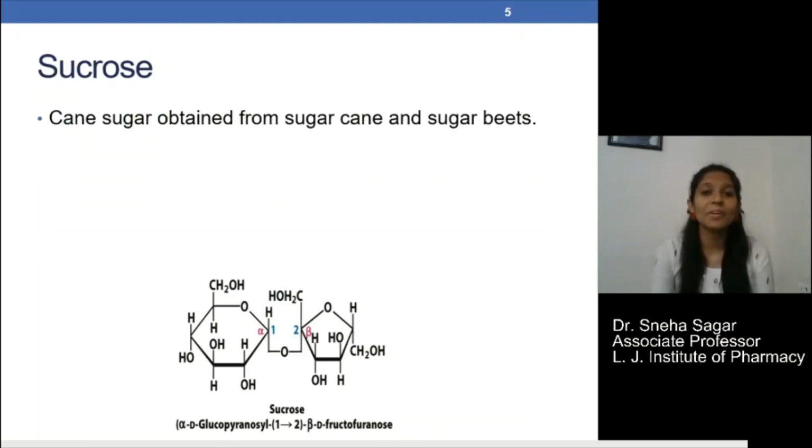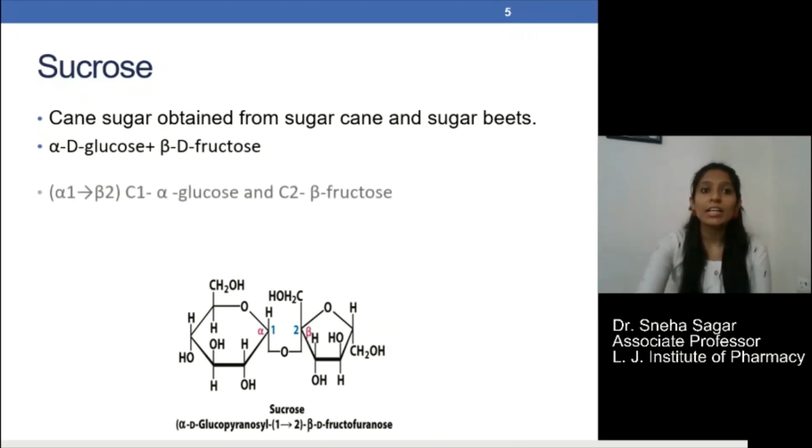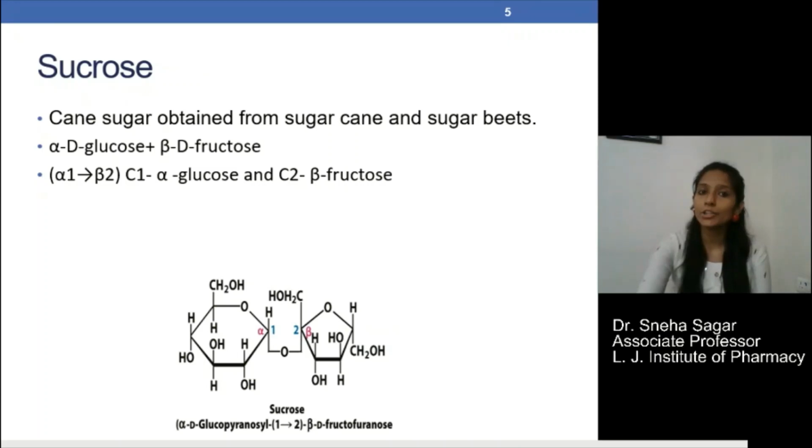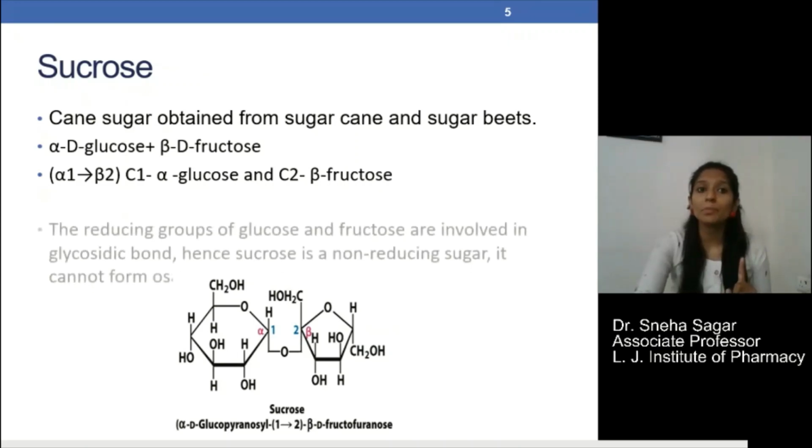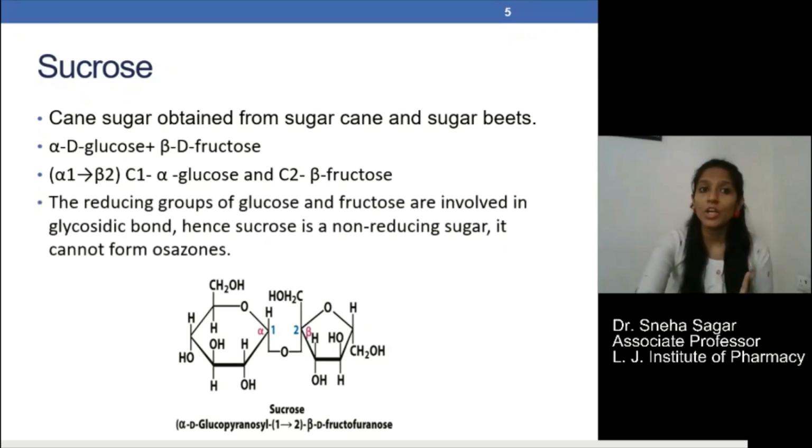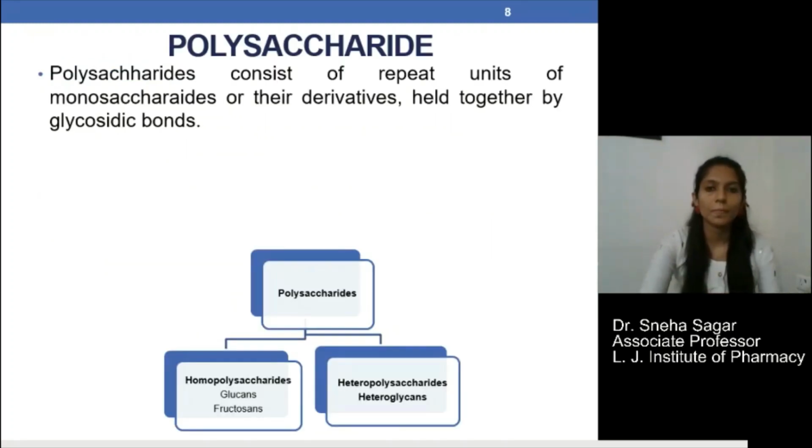So the next example is sucrose. Sucrose is better known as cane sugar and it is obtained from sugar cane and sugar beets. Sucrose is made up of alpha D glucose and beta D fructose. The two monosaccharides are held together by a glycosidic bond, alpha 1 beta 2, between carbon number 1 of alpha glucose and carbon number 2 of the beta fructose.